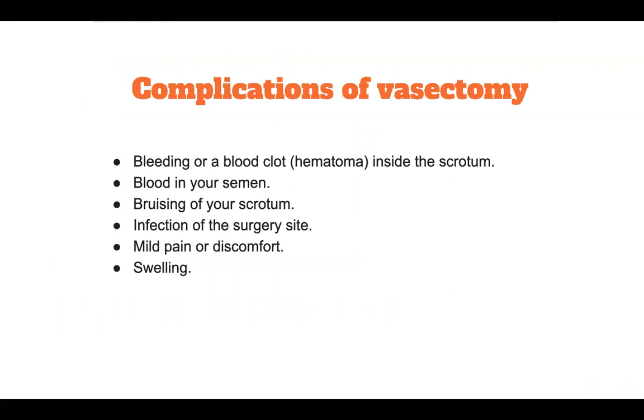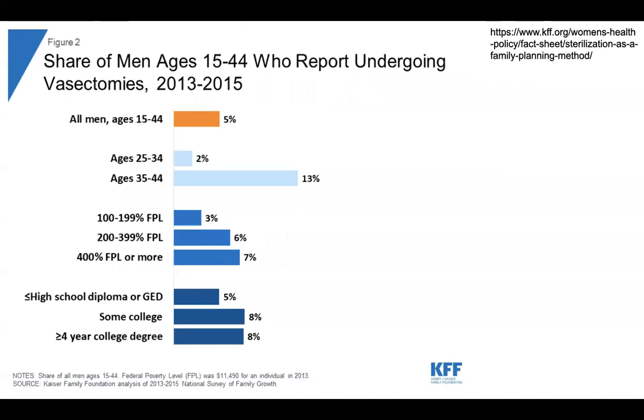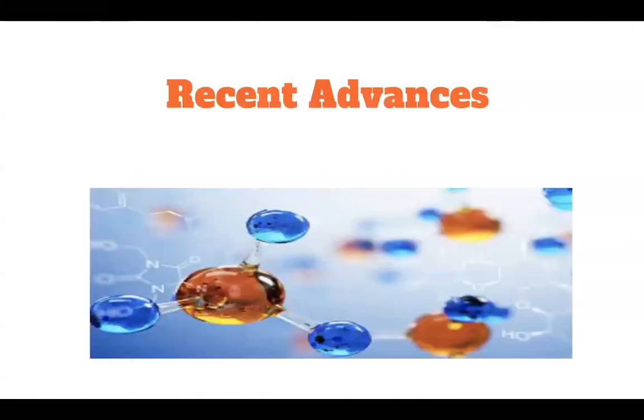Complications of vasectomy: bleeding or blood clot inside the scrotum, blood in your semen, bruising of your scrotum, infection of the surgery site, mild pain or discomfort, and swelling. This chart shows the study of vasectomies which were done between 2013 and 2015 by WHO. Men ages 15 to 44 make up 5% of the population with vasectomies.